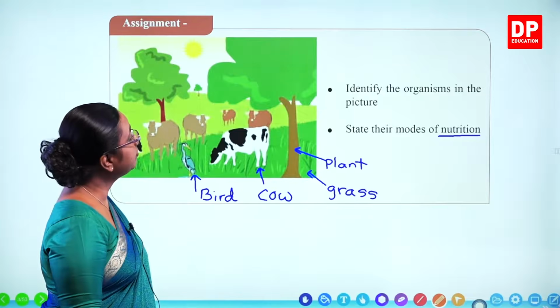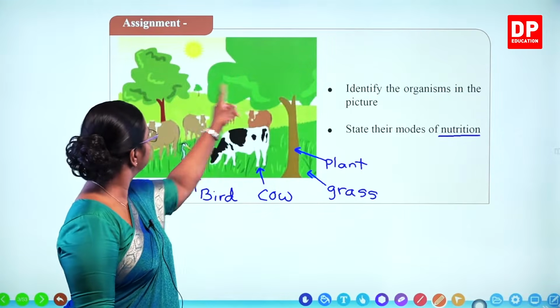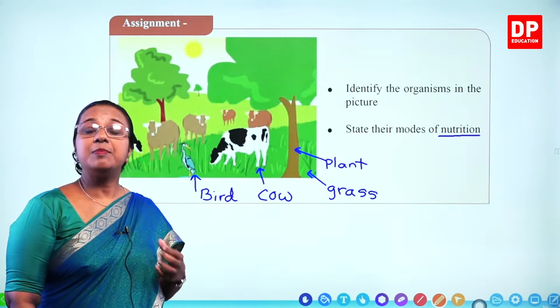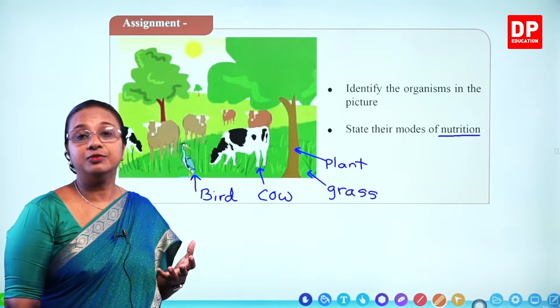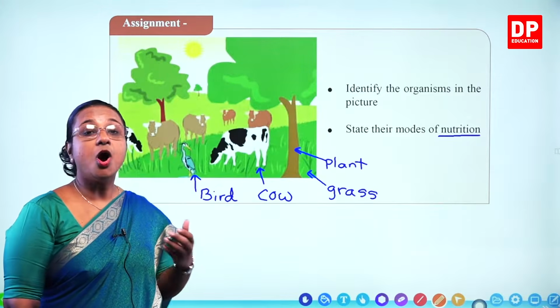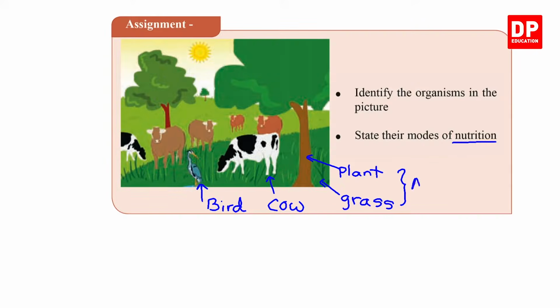So here, if we consider the modes of nutrition, both these plants as well as the grass, they produce their own food. So what do we call them? They are autotrophic organisms. So these organisms show autotrophic nutrition.